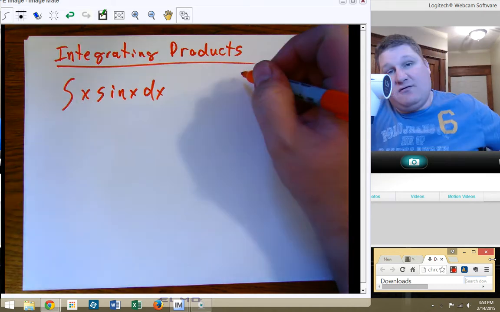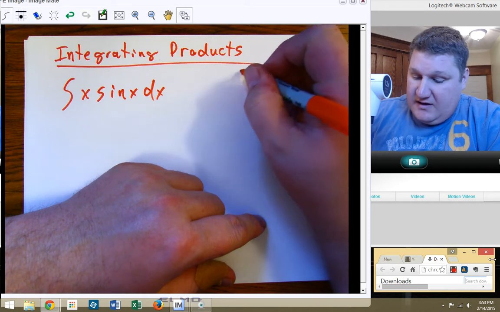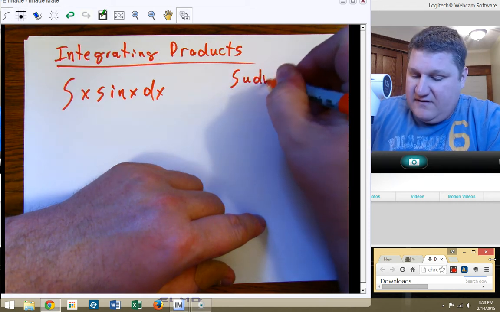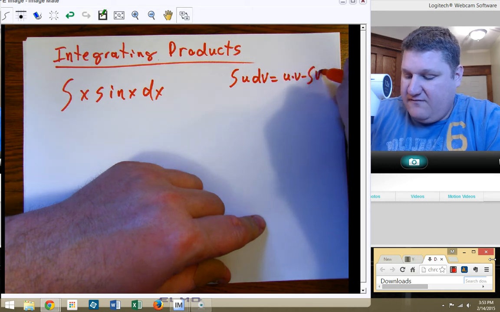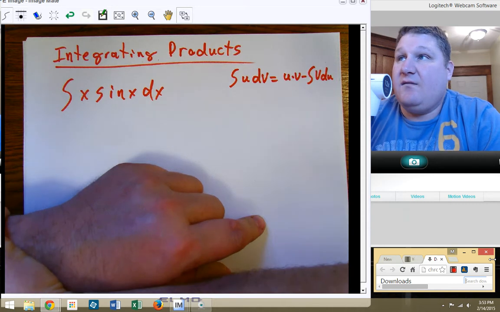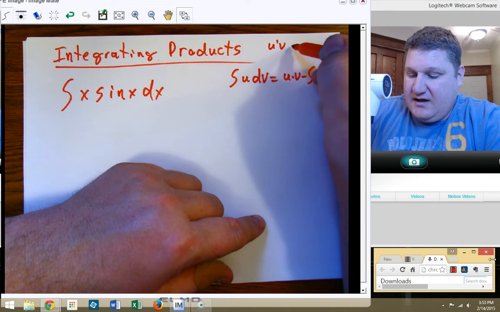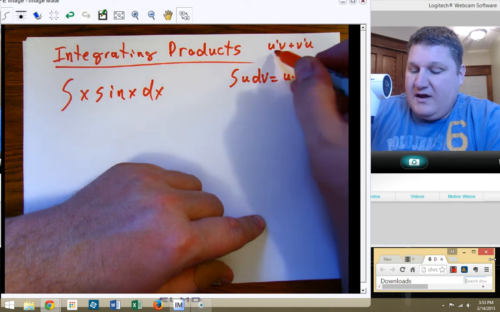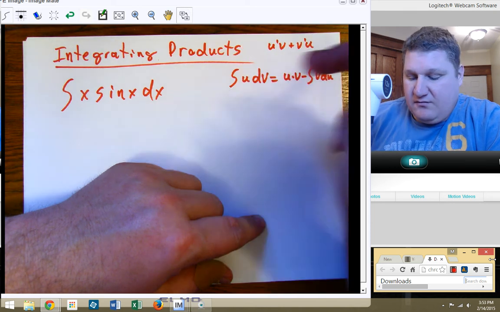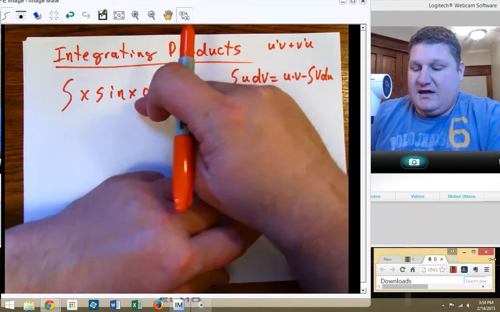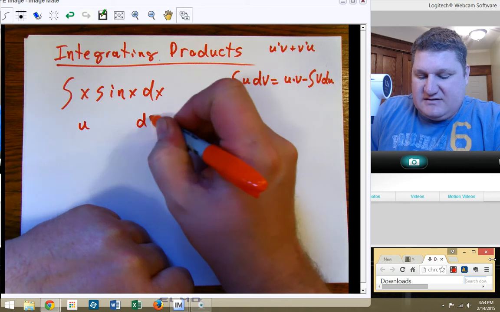Now, the standard form for integration by parts is as follows. It is the integral of u dv equals u times v minus the integral of v du. As in the product rule, we have u prime v plus v prime u. We let u and v represent various quantities that we determine. In the same way with integrals, we're going to have to somehow break this up into renamed quantities, and those renamed quantities are going to be u and dv.